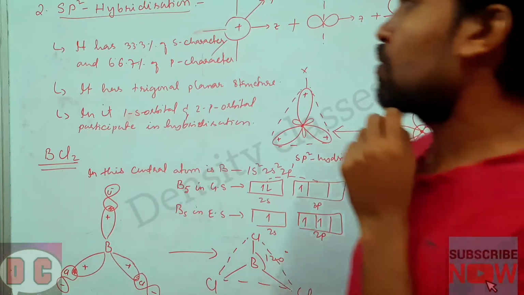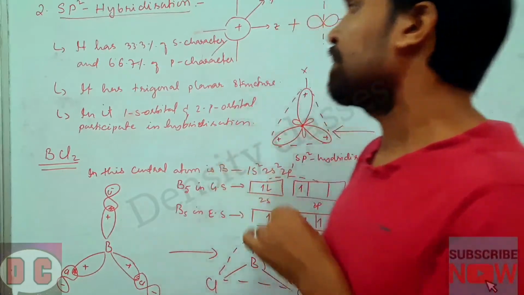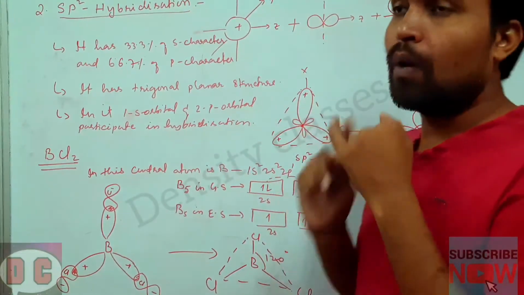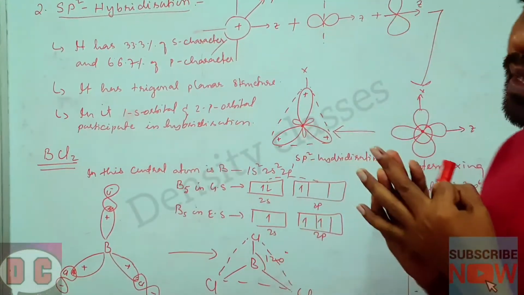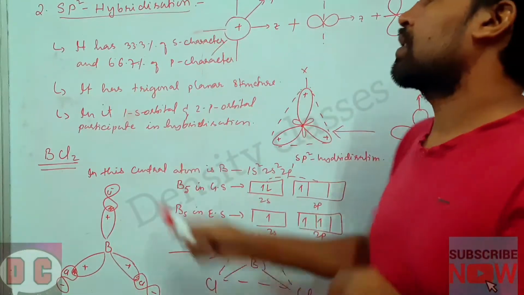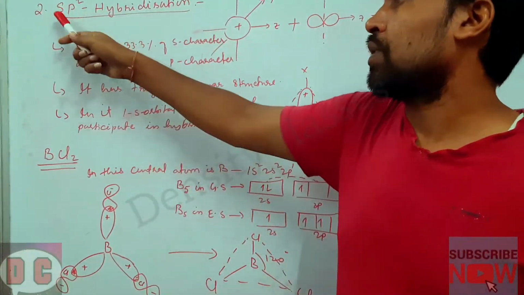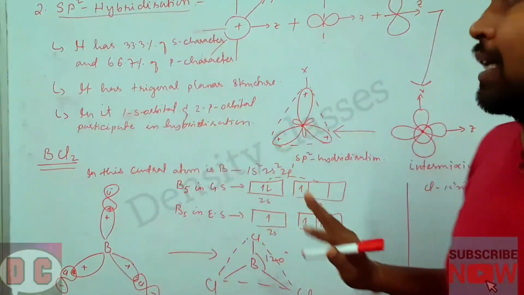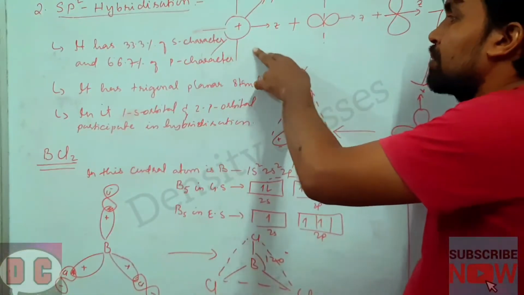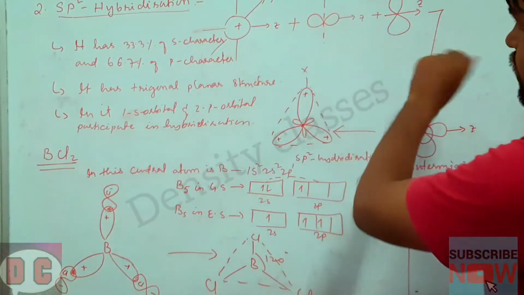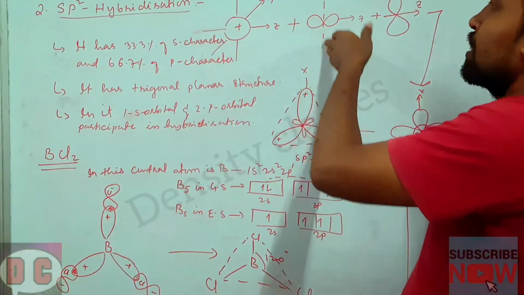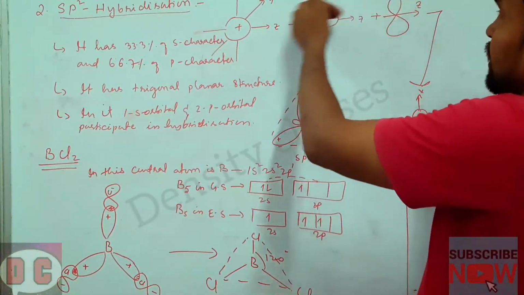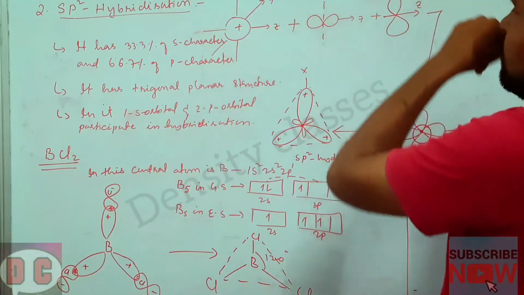So in sp2 hybridization, what will be there? It consists of one s orbital and two p orbitals. See, here it is written sp2, so the s orbital is 1 and the p orbital is 2. So that's clear, I think. Here is the s orbital, and these are the 2 p orbitals. One axis is along the z axis, one axis is along the y axis.